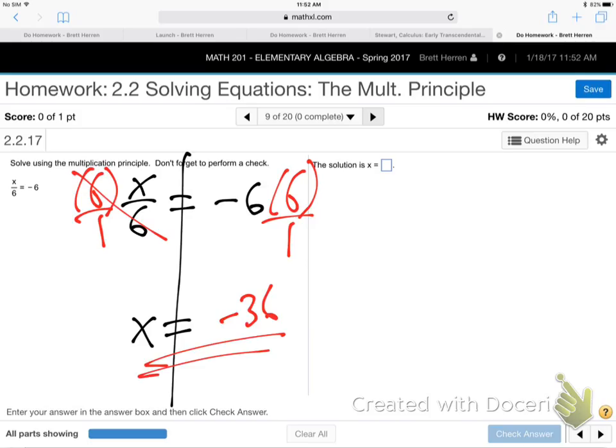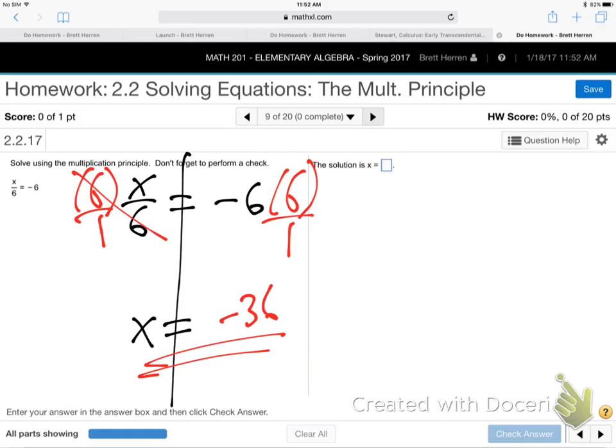Is that making sense? Is that good? Cross multiply? Yeah, that works too. That works too. Good. Is that good on that, guys?